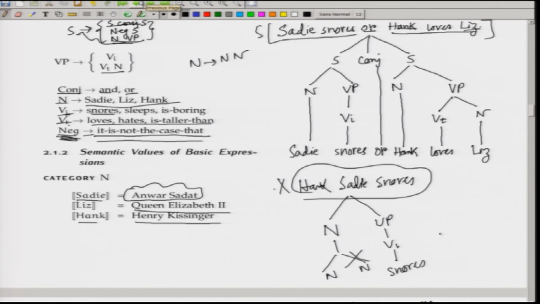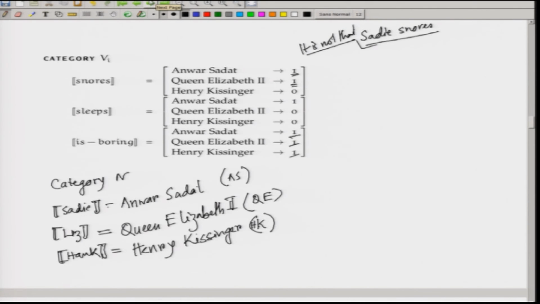So, category n does not have a truth value, but things that belong to category n will have references. I am making mistakes several times. So, for example, Sadie being an element of the category n has the reference Anwar Sadat, and the same applies to everything. Now, look at category Vi.